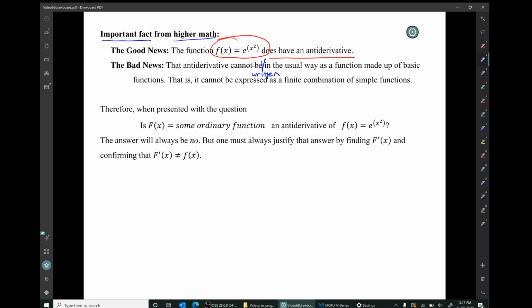So that means that if you're ever presented with this question, is some function capital F of x that's written in an ordinary way an antiderivative of little f equals e to the x squared, the answer will always be no. But one must always justify that answer by finding capital F prime and confirming that capital F prime does not equal little f.